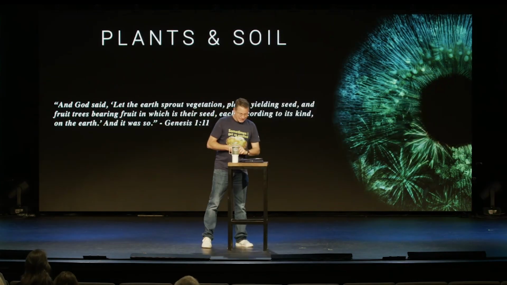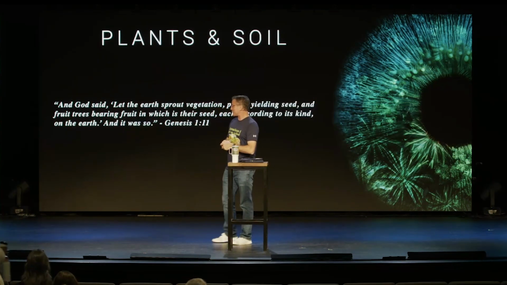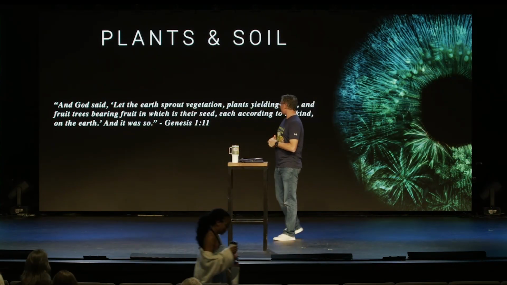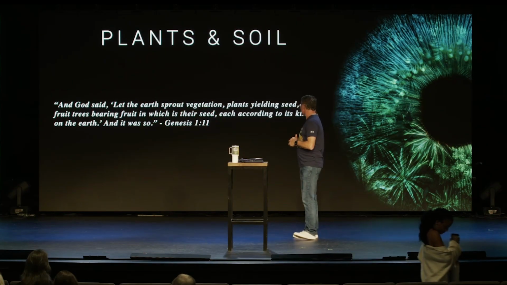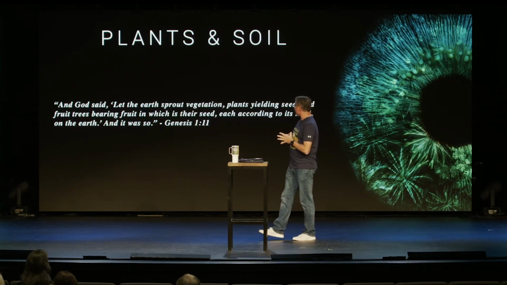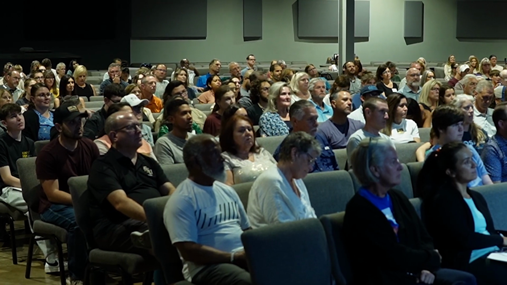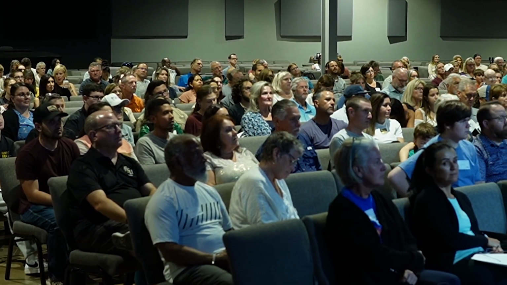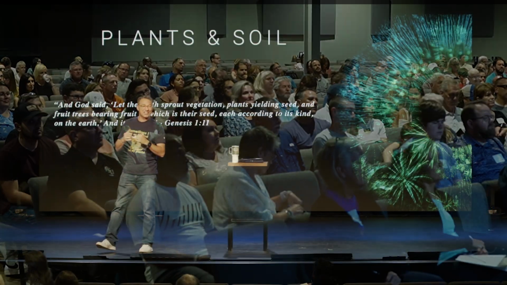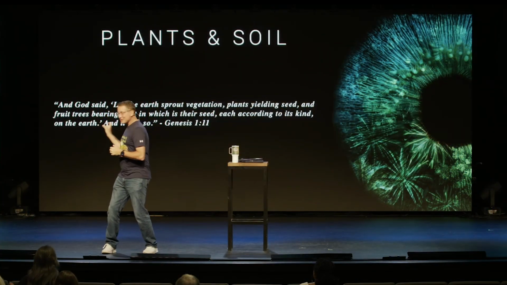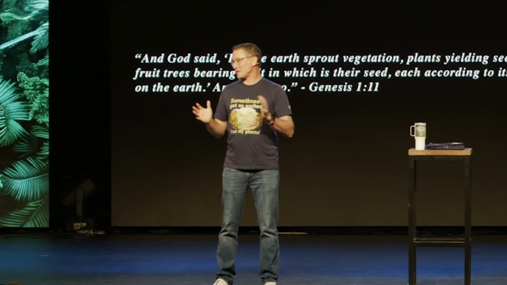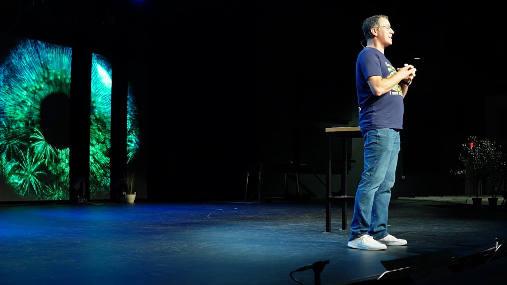So, this is a verse out of the first book of the Bible with creation. "And God said, 'Let the earth sprout vegetation, plants yielding seed, and fruit trees bearing fruit, in which is their seed, each according to its kind on the earth.' And it was so." And we're going to look at how science makes that last little phrase more understandable, and just magnificent complexity, design, engineering, efficiency that is happening in nature.